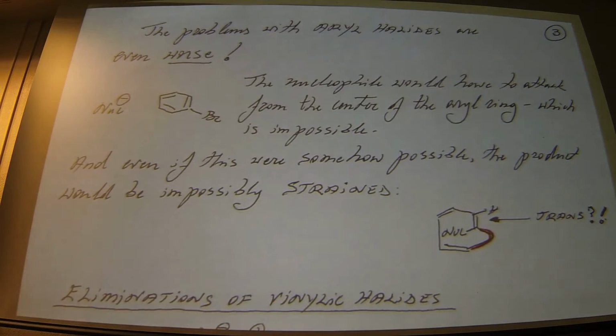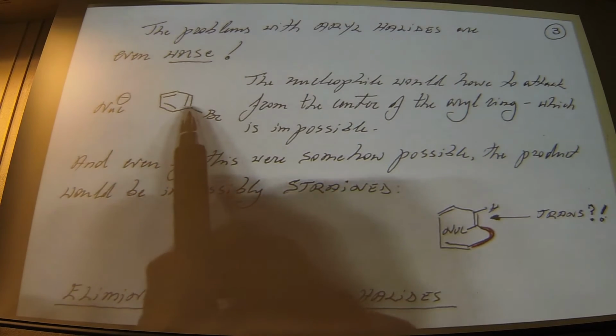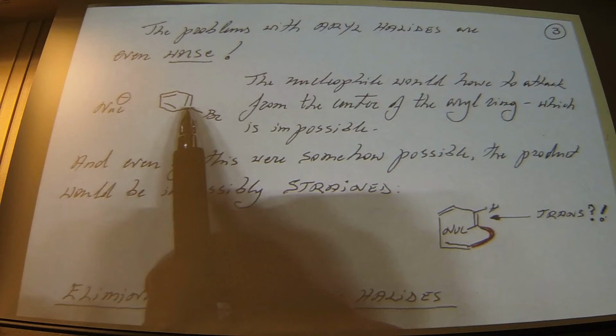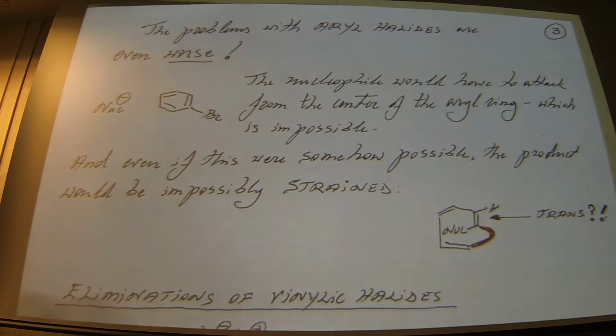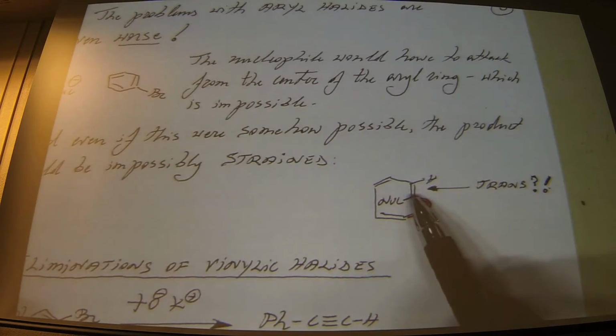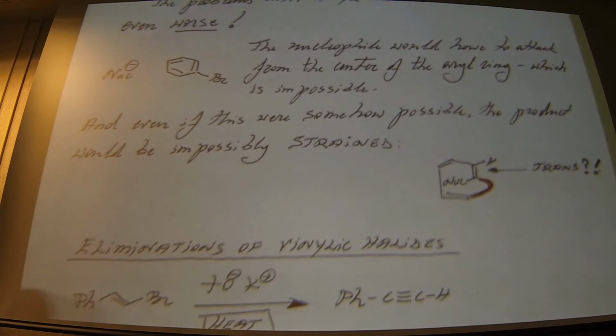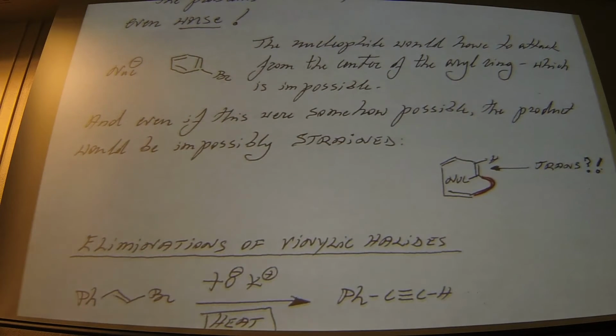The other impossibility is that once you did the displacement, of course, you're going to change the geometry of the double bond, and you're going to end up with a trans double bond in a 6-membered ring. Remember, that doesn't work. And the reason it doesn't work is because that red bond in this ring would have to be completely strained to the breaking point.